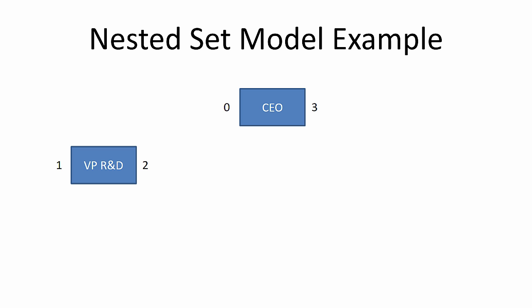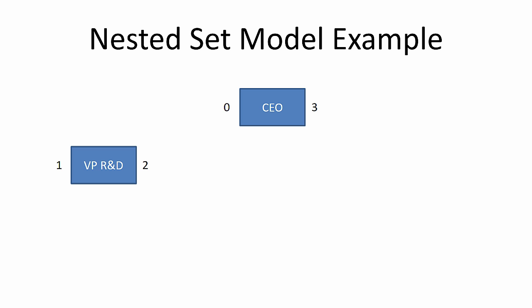So we add the VP of R&D, we can see that the CEO left still remains 0, and if we move down to the VP, then the left there is 1 and the right is 2, and the CEO's right is 3. So the VP of R&D, that left and right of 1 and 2, is in between the range of 0 and 3. And that allows us to search for things quickly.